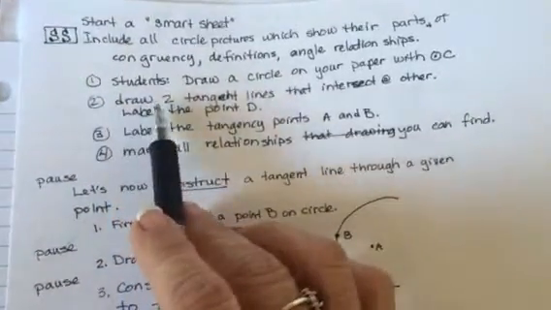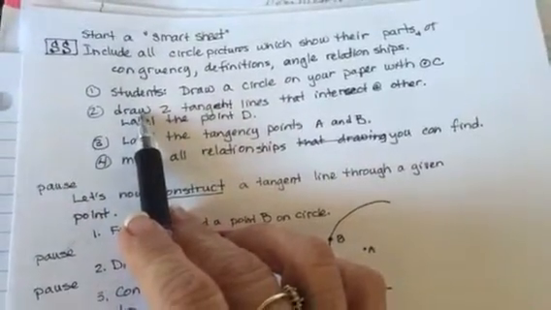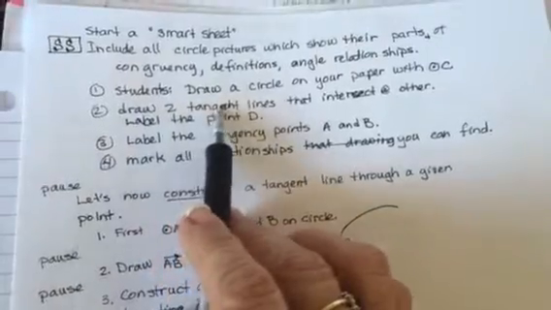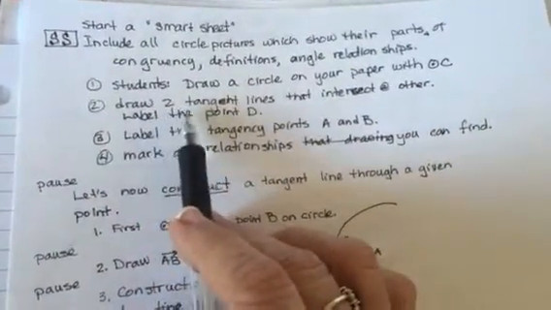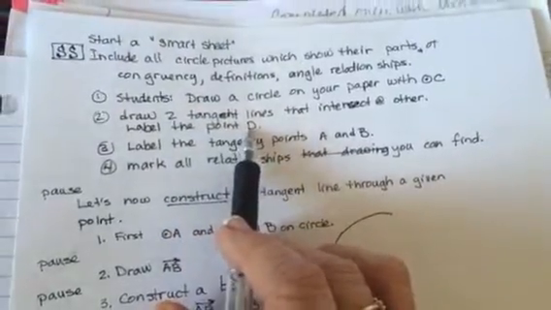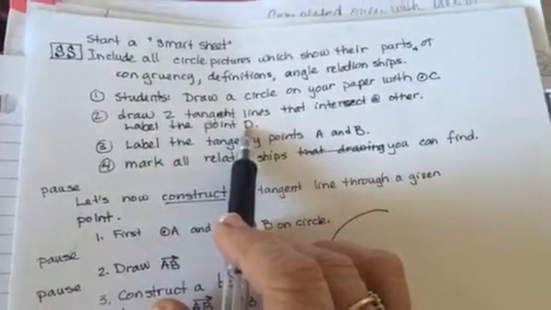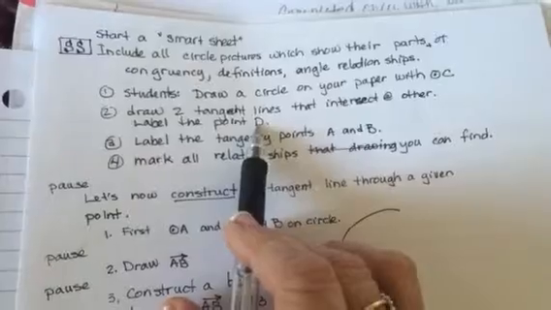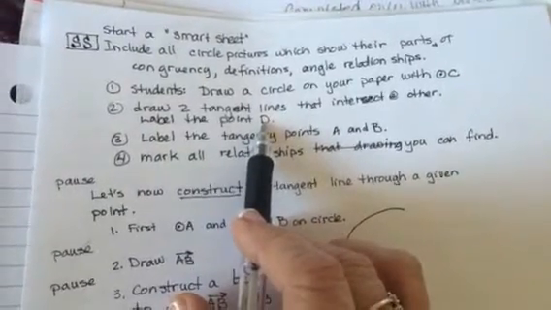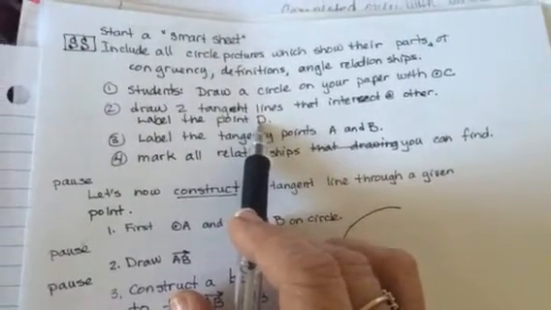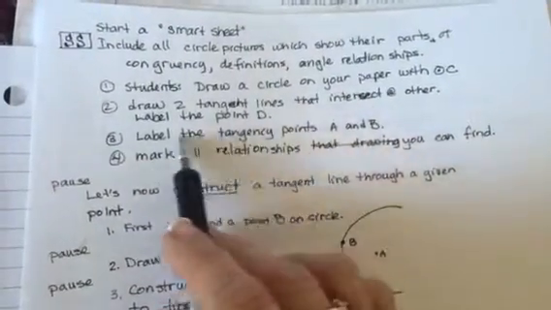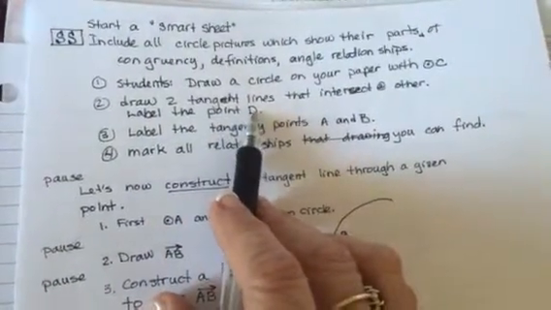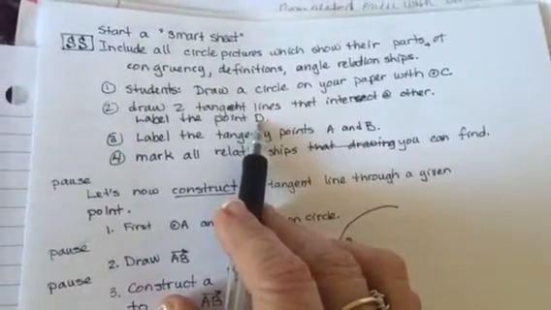Number 2, draw 2 tangent lines that intersect each other and label the point D. Now, that will take you some time. Please pause so that you can practice constructing 2 tangent lines that intersect each other outside of the circle. And that point that is labeled outside is D. Please pause.